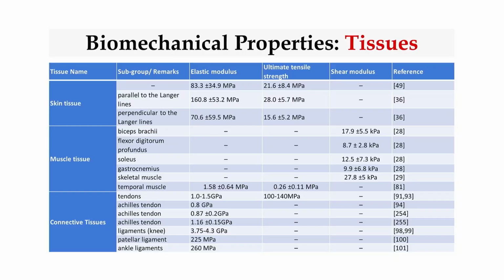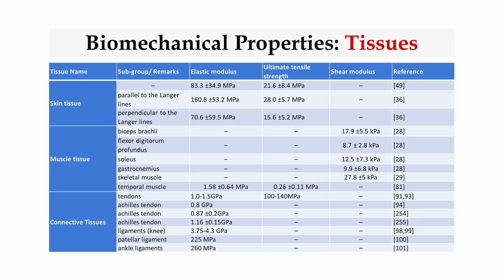So the first one is skin tissue. Here for the skin tissue, you are seeing two subgroups. One is parallel to the Langer lines and one is perpendicular to the Langer lines, right? I have already mentioned what Langer lines are. They are typically the fiber lines. You are seeing some elastic moduli which are fairly different. You are looking at one group where the direction of the specimen was not clearly highlighted. That is the first one with a blank, right? That is reference 49. These are some set of references which we have looked at. I'll point you to the key review paper or the key book from which we have taken that, and you can look at that.